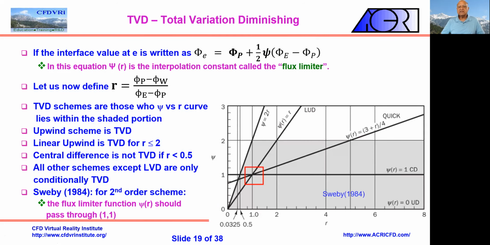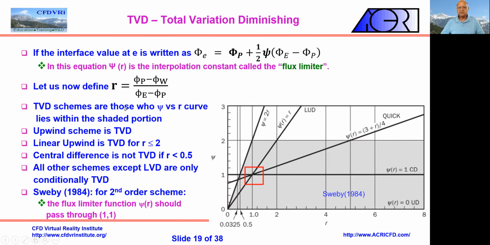Now, let's look at the TVD schemes. The interface value in a TVD scheme is written as phi E equals phi P plus some term times phi E minus phi P, just like we did in the second order upwind. It's not a gradient, it's called a flux limiter. There are different ways to compute it. Now let's define a quantity called R. R is the ratio of the difference phi P minus phi W, the west side, to phi E minus phi P. This is the variation between the points on the left side and on the right side. So that's the R component.